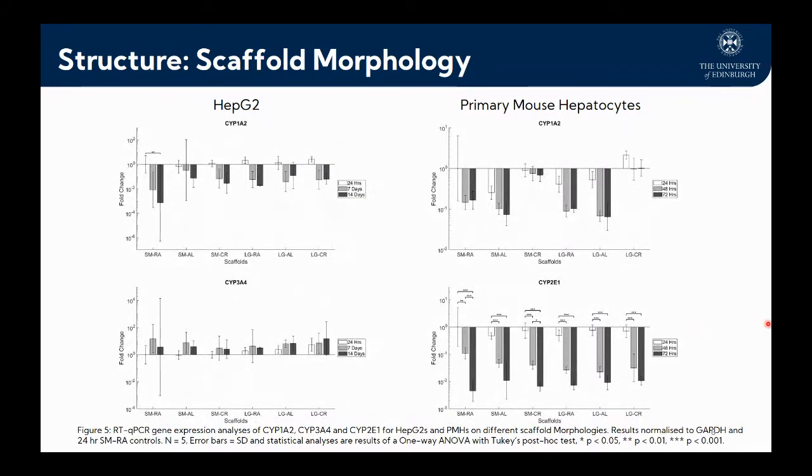We also did some analysis on the gene expression in both cell types, and we saw that actually CYP1A2 was quite responsive to scaffold architecture. And this is important because CYP1A2 is one of the main metabolic enzymes in hepatocytes. But interestingly, we didn't see the same patterns of responsiveness in other cytochrome P450 genes, other variants.